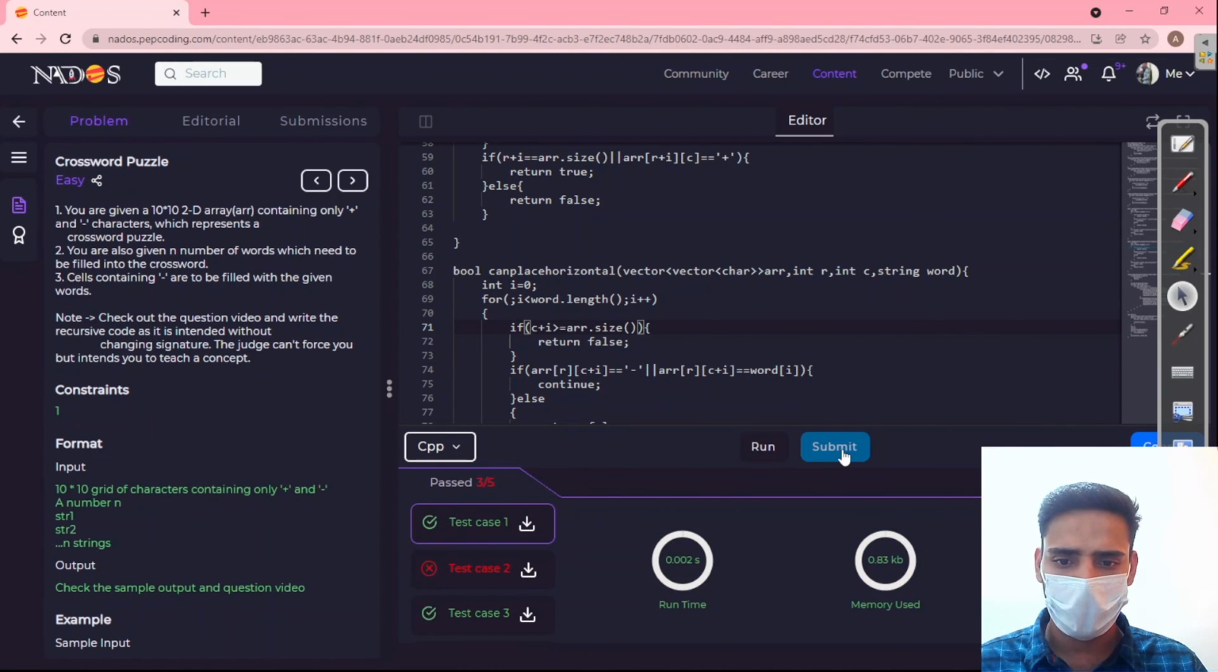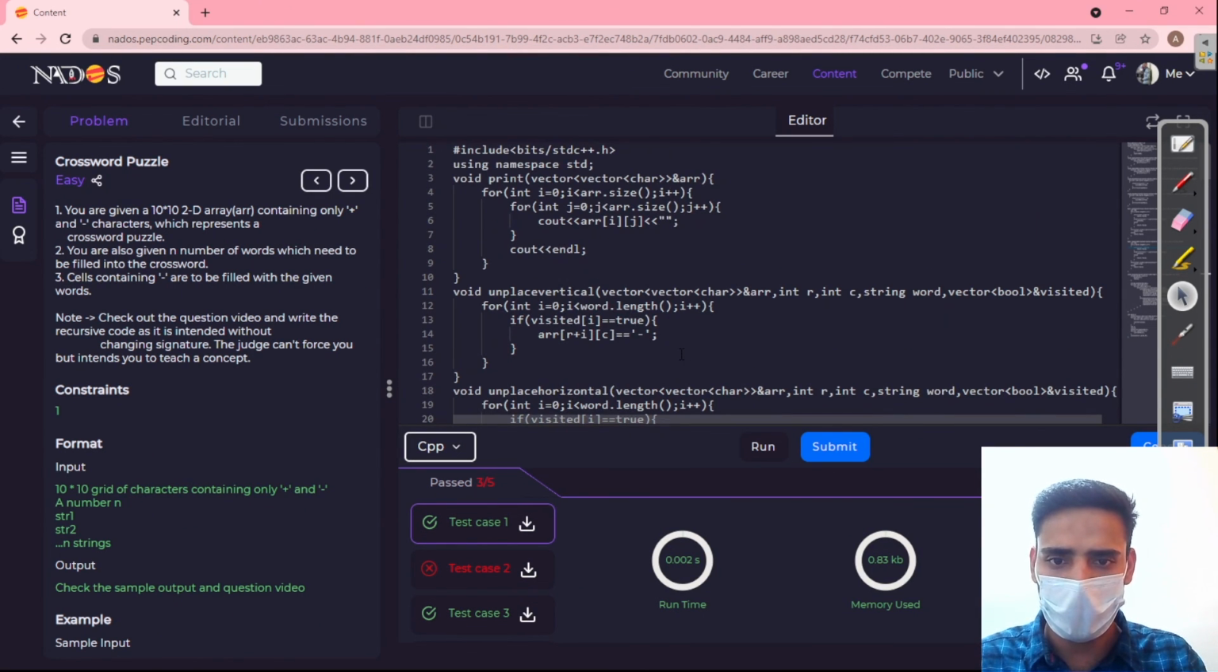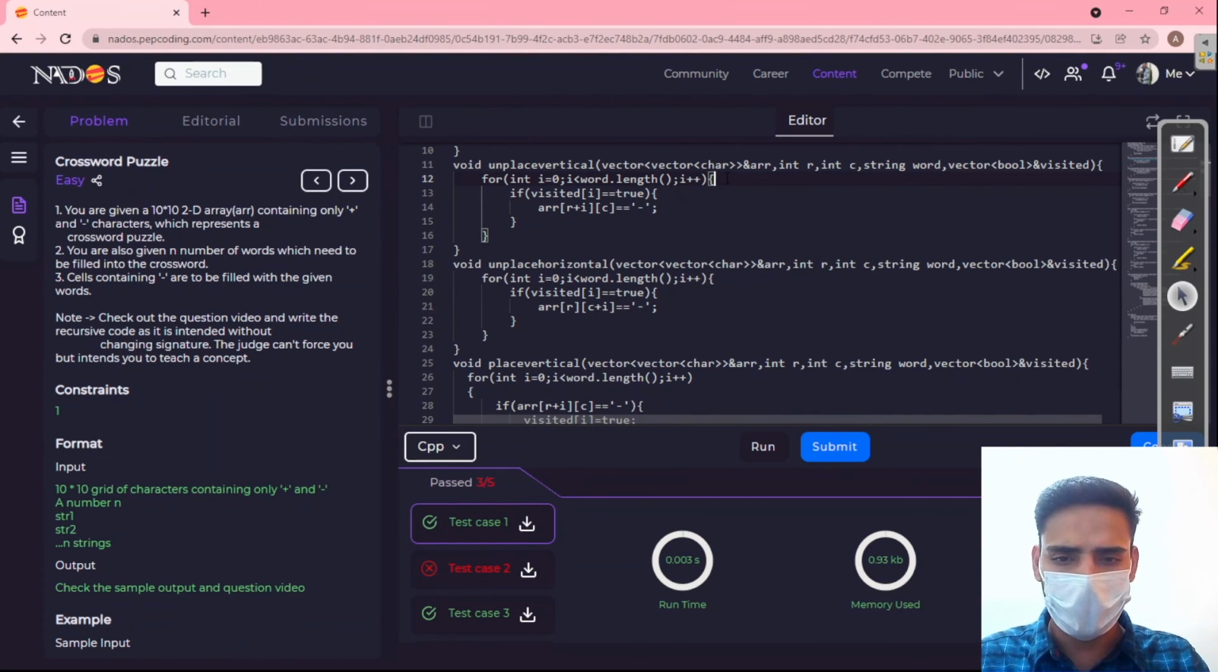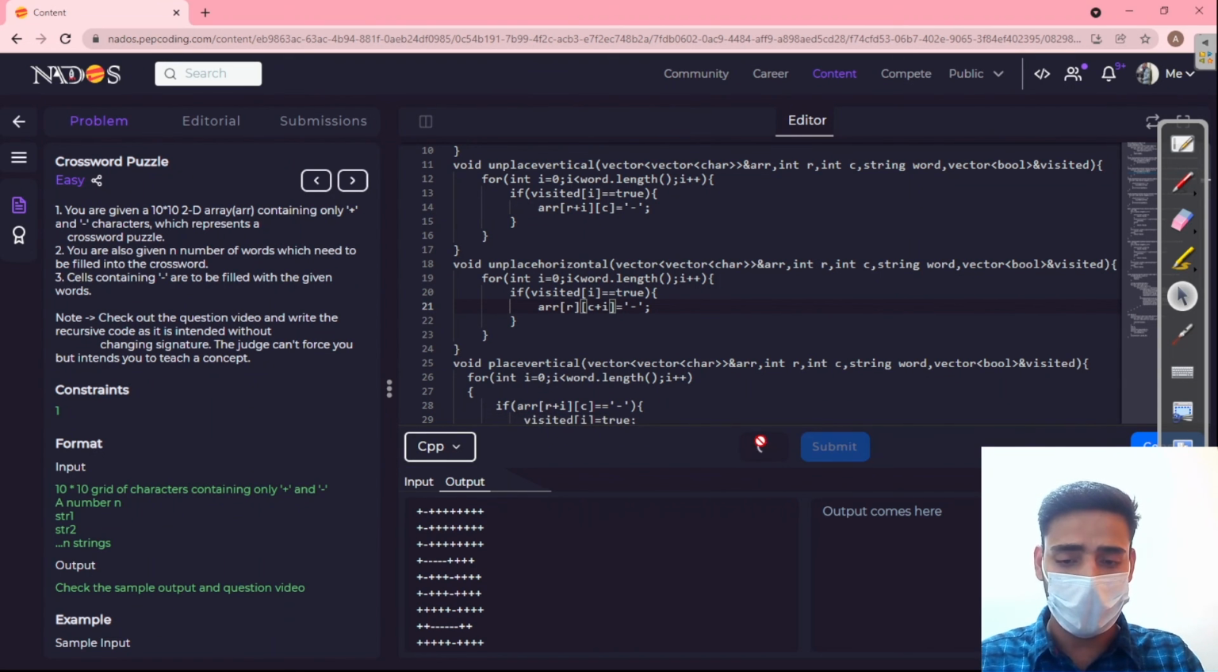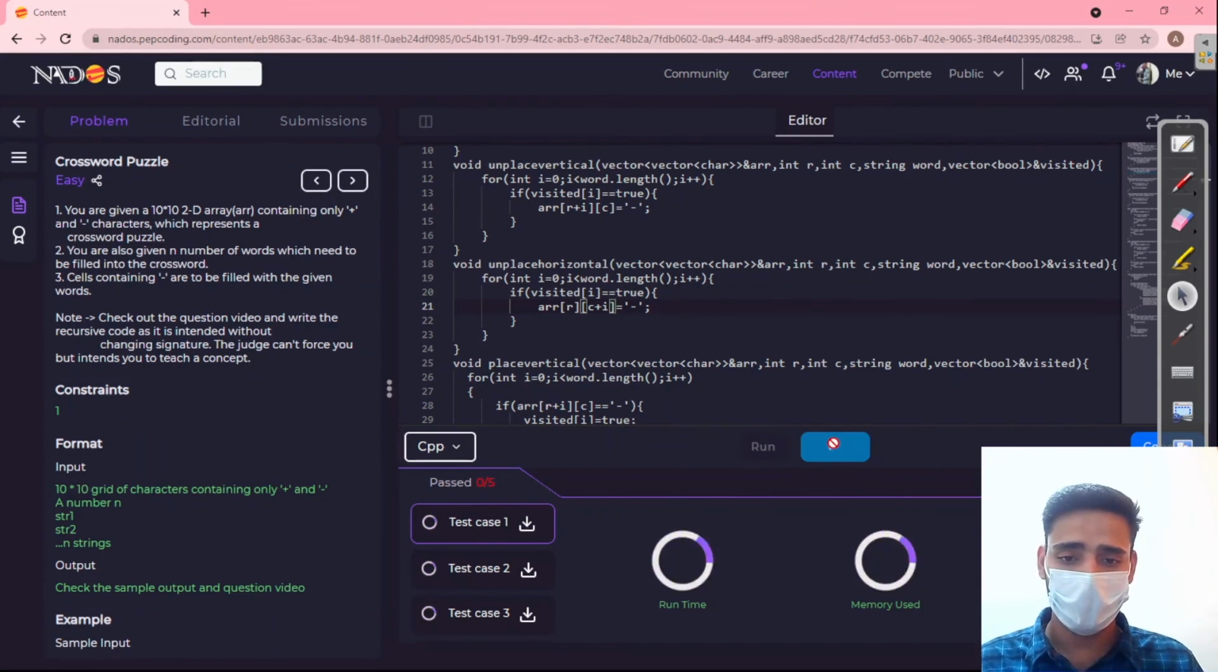Test case 2 failed, and 5, 2 test cases failed. Let's see why actually. Okay, we found a mistake here. Actually we have written double equals here. This should not be, this should be single equals. Now let's run it. Let's submit it for all the test cases now. So yes, it is passed.